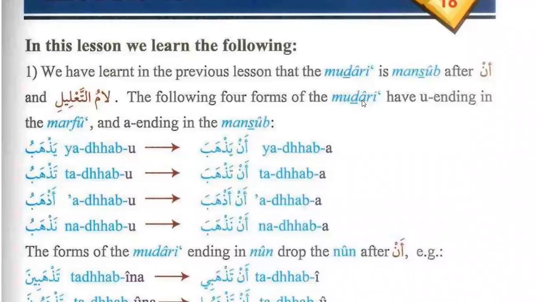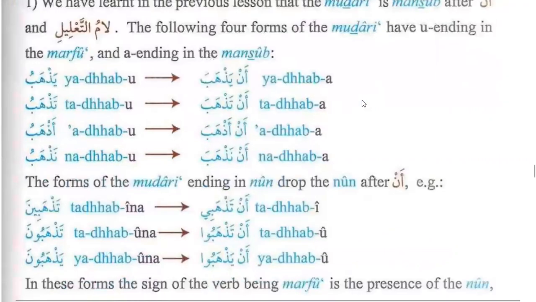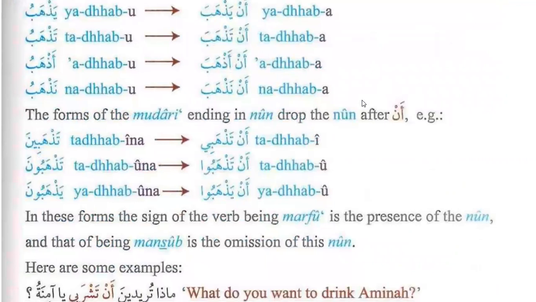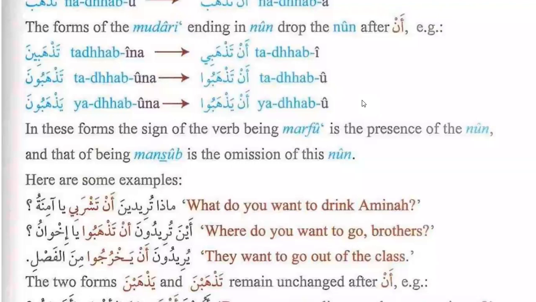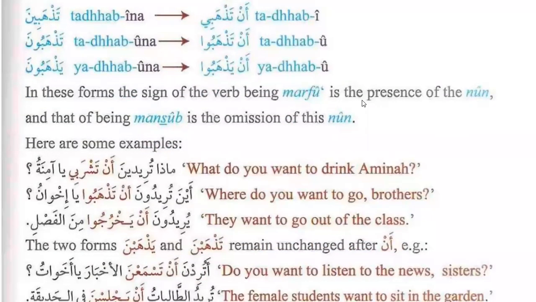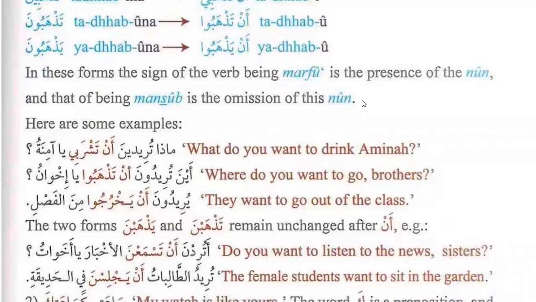Yadhabu, an yadhaba. Tazhabu, an tazhaba. Azhabu, an azhaba. Nazhabu, an nazhaba. The forms of mudari ending in noon drop the noon after an. Example: tazhabina, an tazhabi. Tadhabuna, an tadhabu. Yadhabuna, an yadhabu. In these forms, the sign of the verb being marfu is the presence of the noon, and that of being mansub is the omission of this noon.